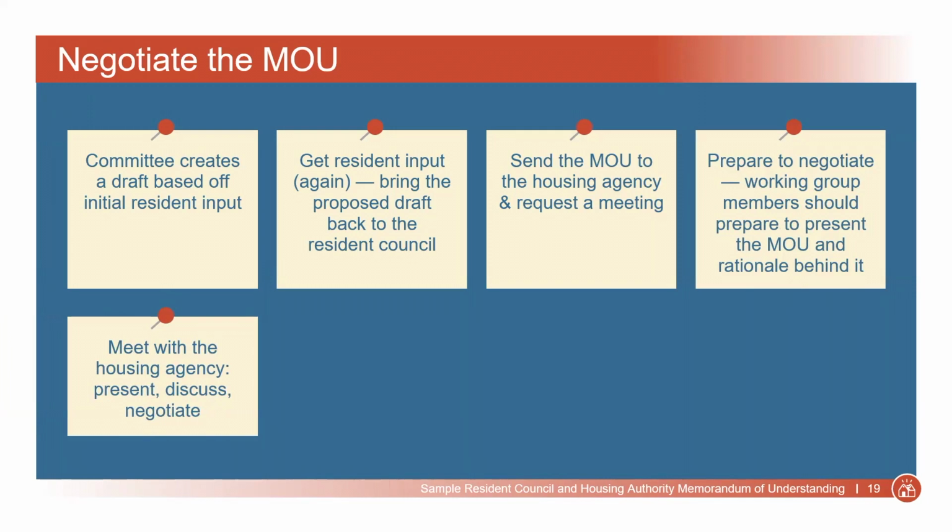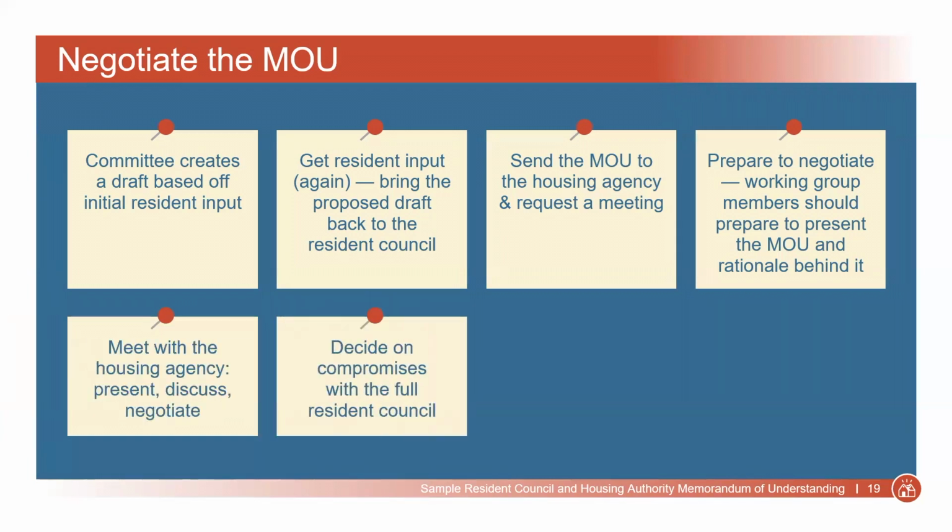You may need to negotiate the MOU with the housing agency. Start with the resident council's goals around working with the housing agency. Go paragraph by paragraph and note areas of agreement, disagreement, and compromise proposals. Before leaving the meeting, set up a next meeting to either begin your working relationship or continue negotiating.